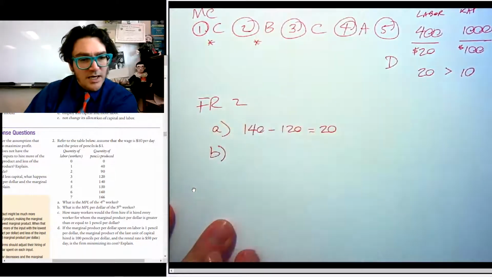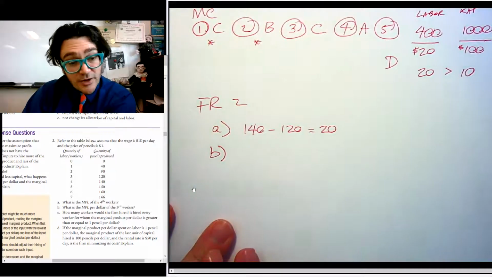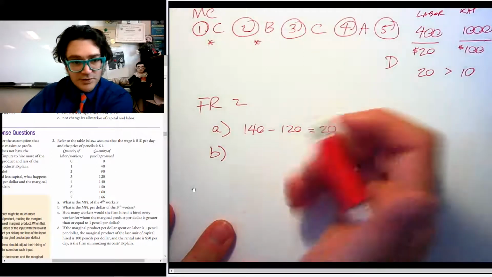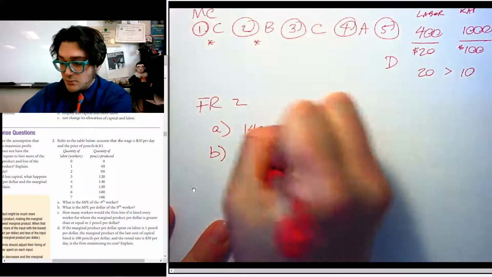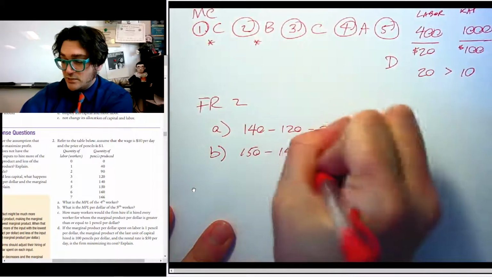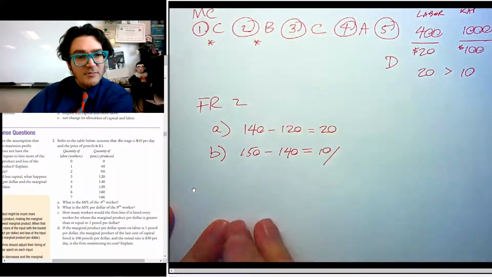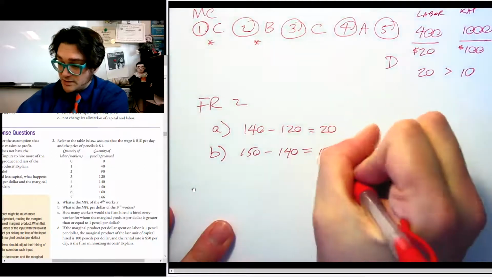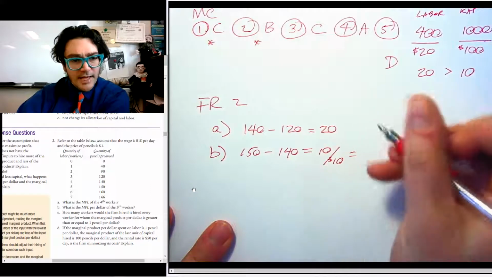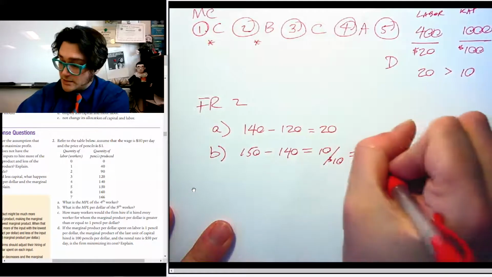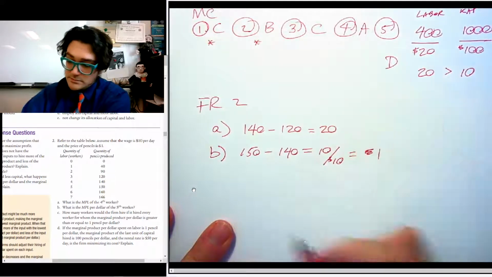B: What's the MPL per dollar of the fifth worker? The fifth worker's MPL is 150 minus 140 equals 10, and then we divide that by the wage, which is 10, and so the MPL per dollar is 1.